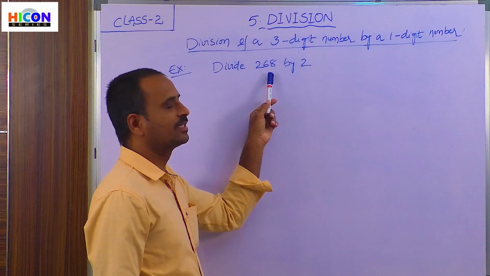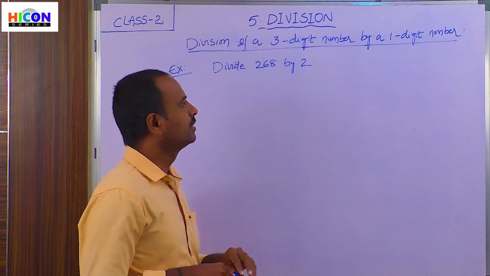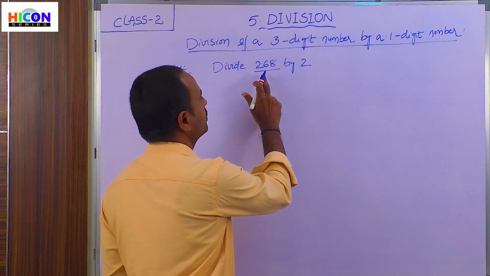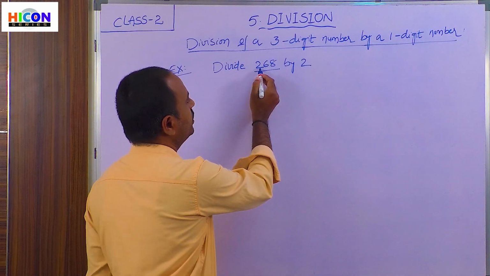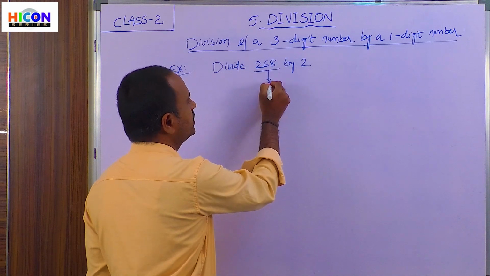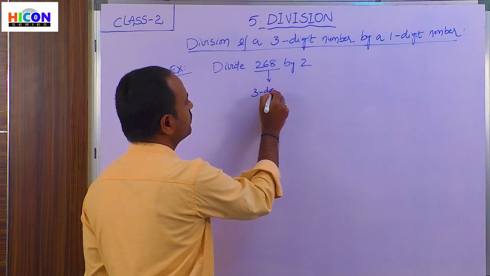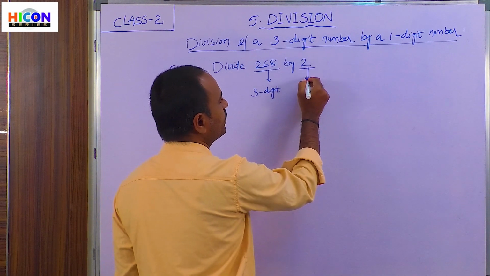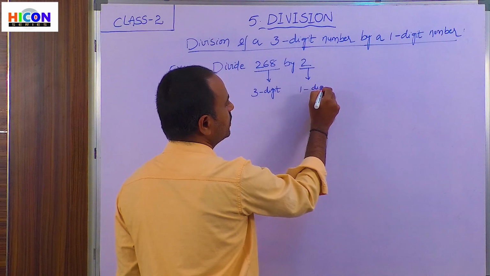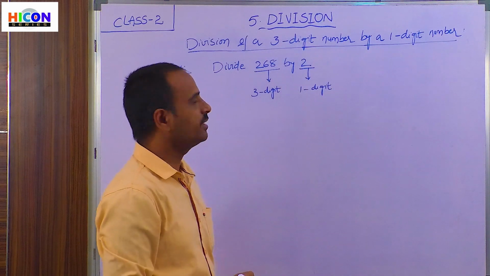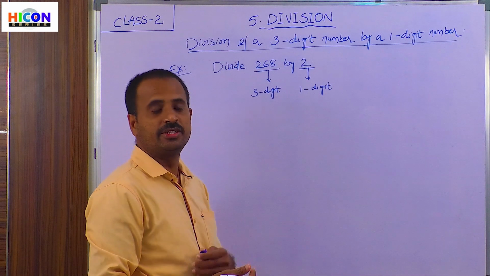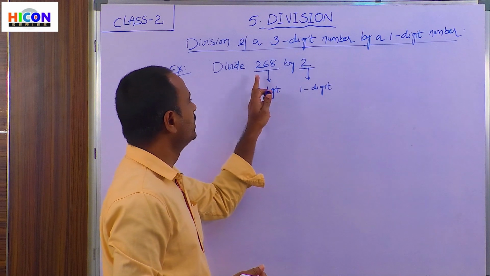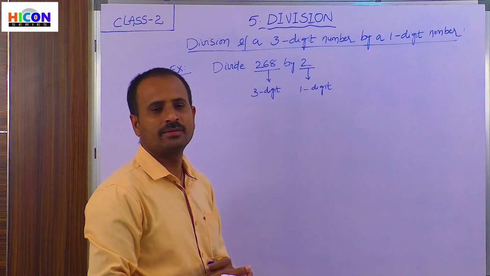Here is an example problem. Divide 268 by 2. So 268, this number is a three-digit number. So children, how many digits are there? There are 1, 2, 3. So 268 is a three-digit number, and 2 is a one-digit number. Now we are going to divide this three-digit number by a one-digit number.